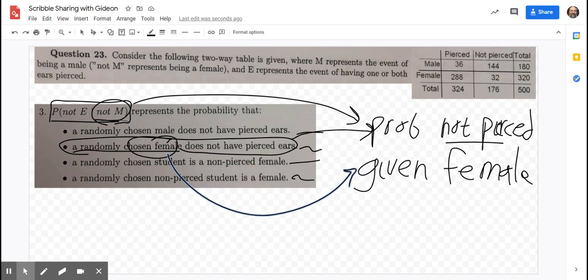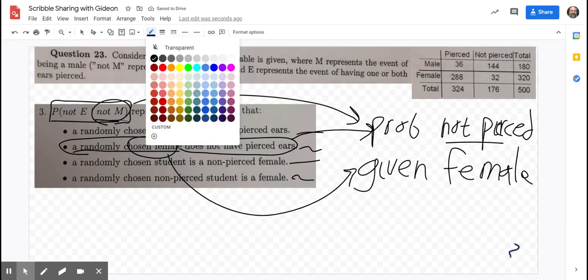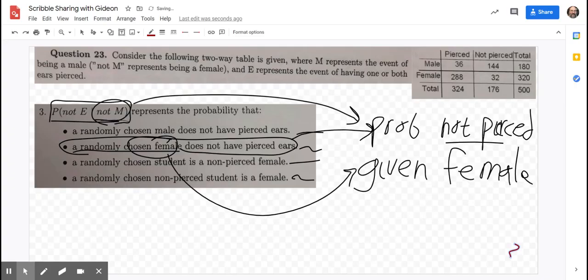Now, as I promised, I said that I would do a little extra training and talk to you about going the other way. Might be slower. In this one, we kind of got lucky. Once we knew the English, only one of them had given female. So we were done. We didn't have to deal with two remaining options like we did in the previous part. All right, randomly chosen male does not have pierced ears. It's not a big deal. Randomly chosen male means that's the given. So this is just not E given male. Sorry, my E looks like a B.